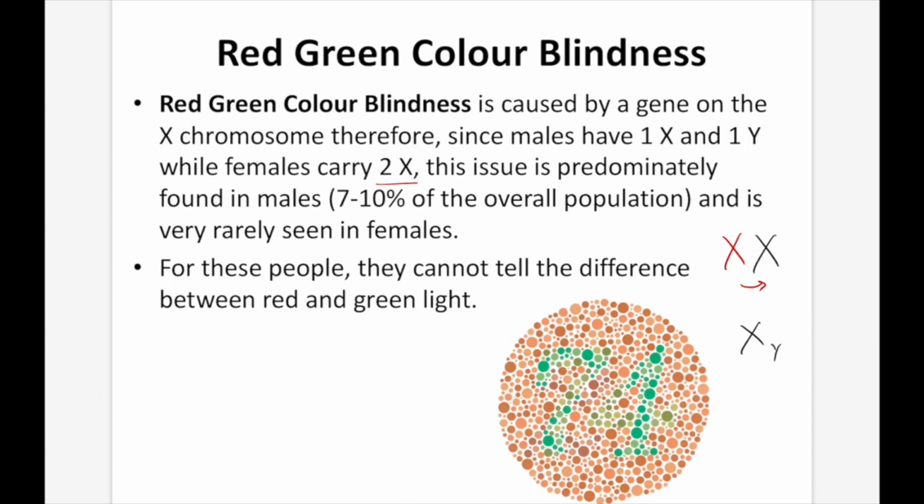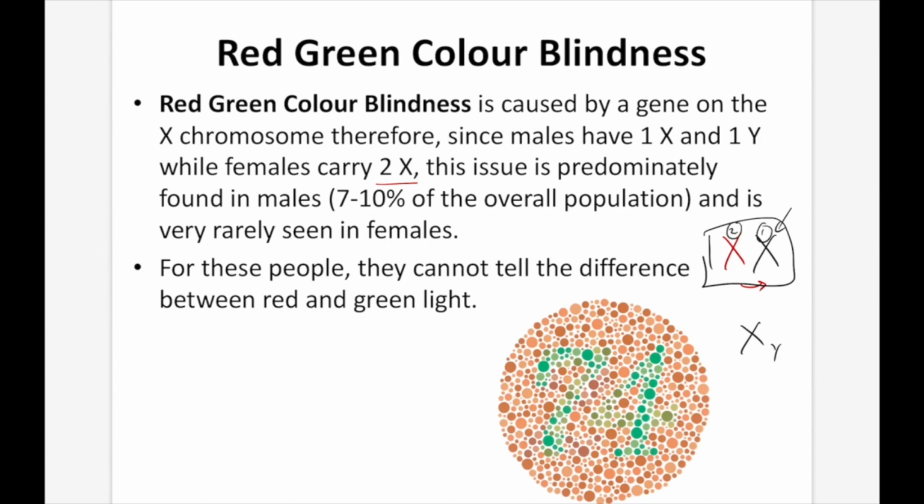Now, for a female to be colorblind, she needs to have a father who is colorblind and a mother who at least is what's called a carrier. This person is a carrier of colorblindness. So in this case, the mother would give either this X here or this X here.